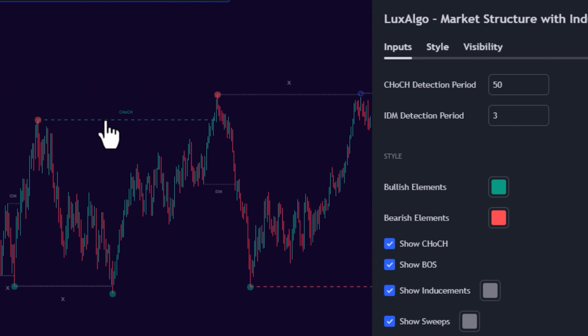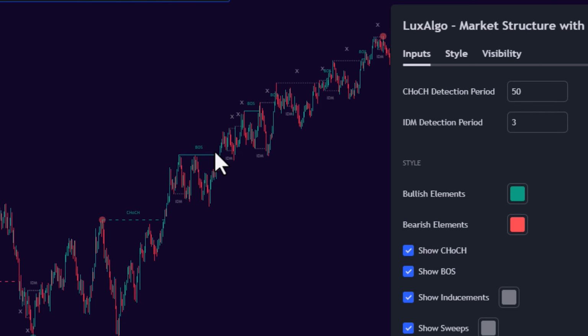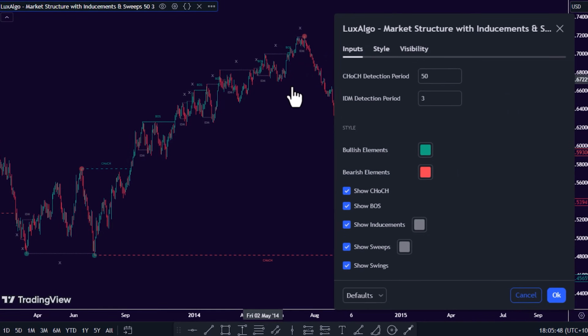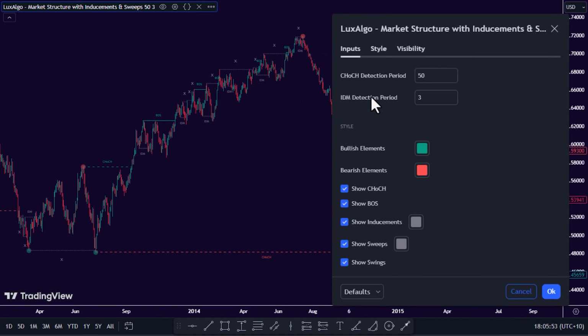Change of characters is based on swing points detection, while break of structures is based on trailing maximum and minimums from the detected change of characters. We do this for a more dynamic and timely display of market structure. IDM detection period. Detection period for IDMs, higher values will return longer-term IDMs. By default, it is set to 3.